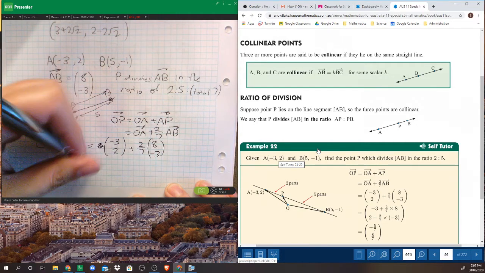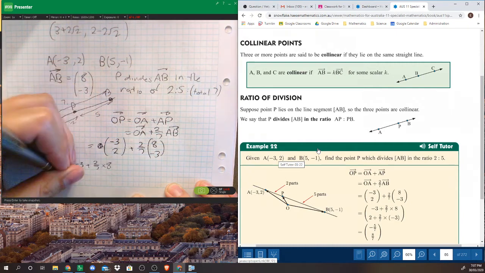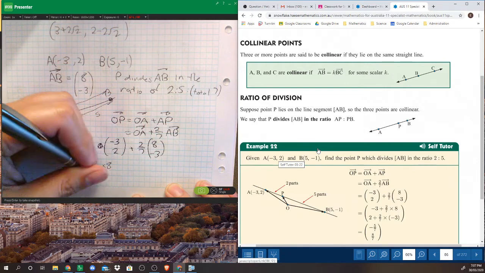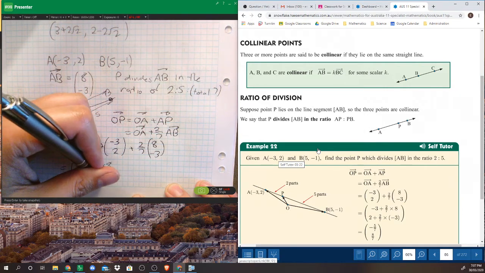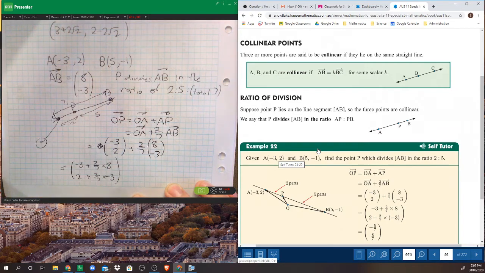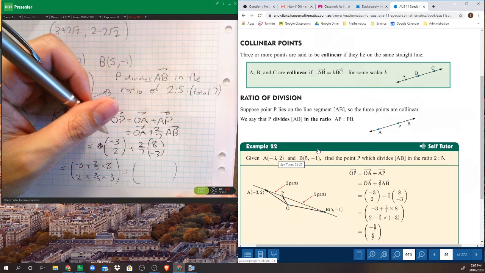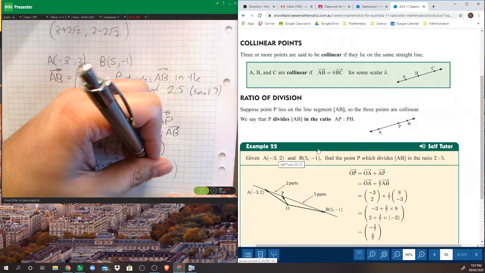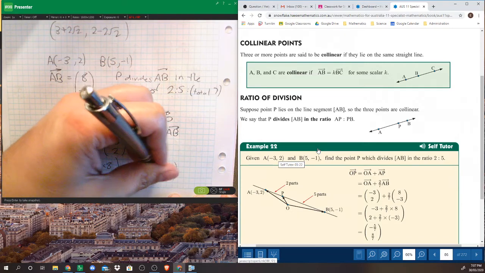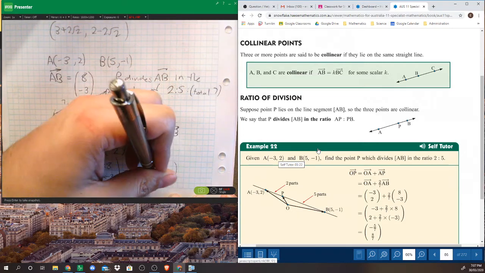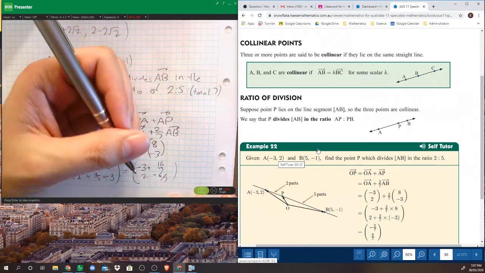-3 plus 2/7 times 8, and 2/7 of times -3. Boom, equals, all right, so we've got -3 plus 16 on 7, and 2 minus 6 on 7. Okay.